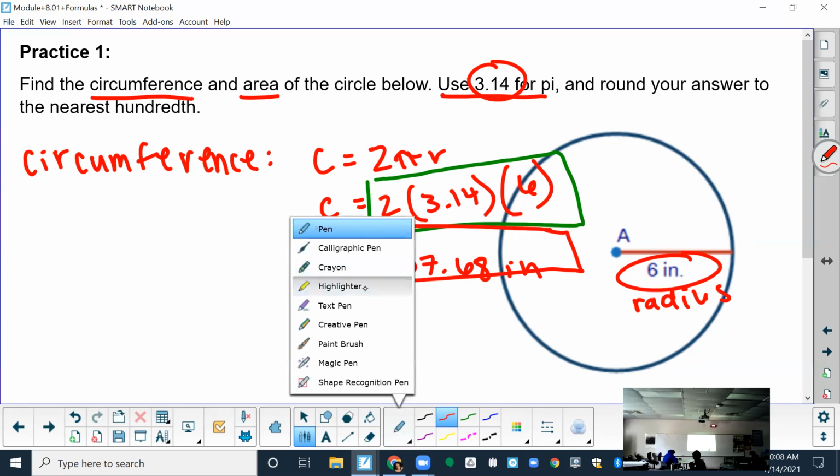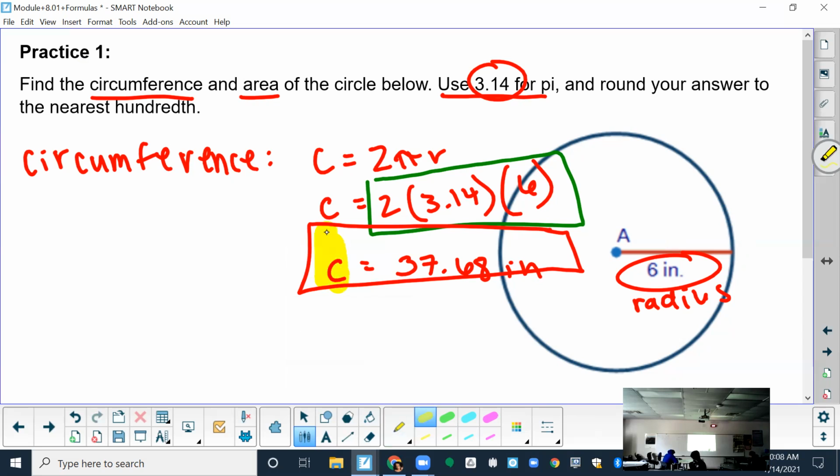All right, questions? I like this lesson because all you're doing really is plugging stuff in. I think there's some algebra on your practice where you have to solve for maybe what the radius is. But if you get to that and you're stuck, just let me know and I'll help you. All right, let's see the next slide.